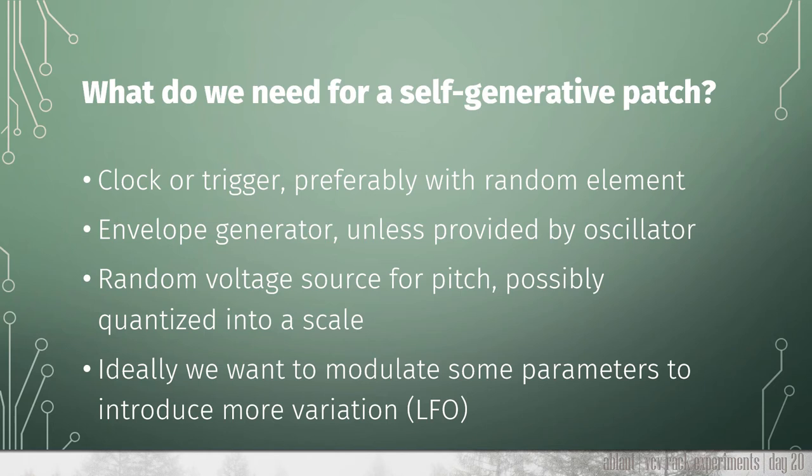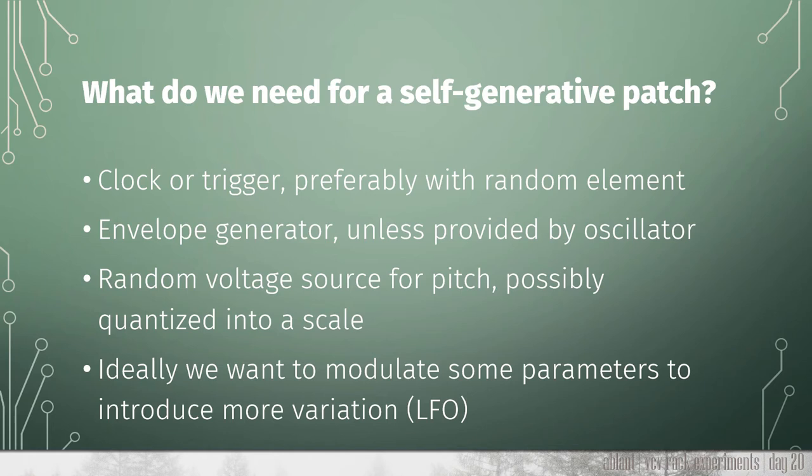So we need a source of randomness to regulate or introduce variation into that clock or trigger. Then we have the envelope generator, right? The ADSR for our volume envelope. And sometimes this is provided by the oscillator. For example, if you have a pluck or something, then fine, then you don't need that separately necessarily.